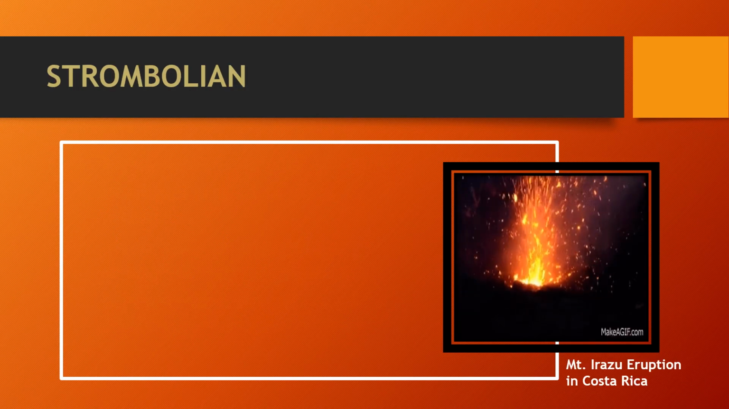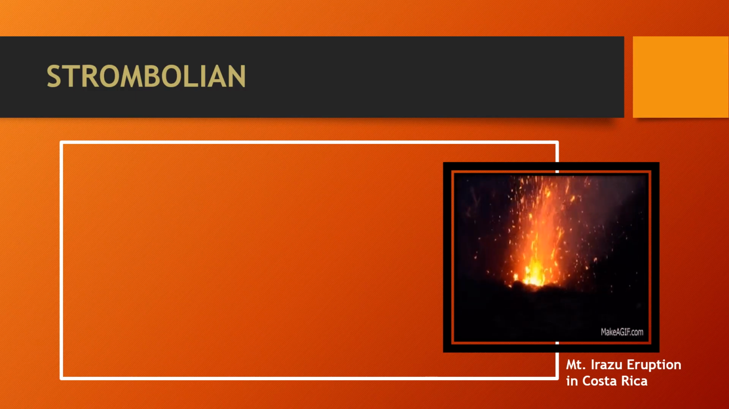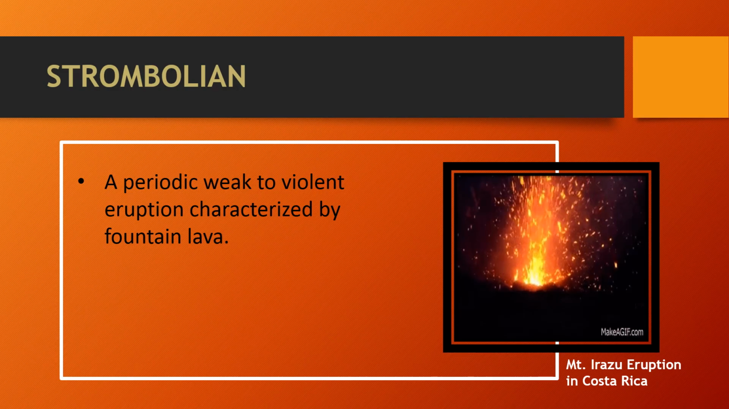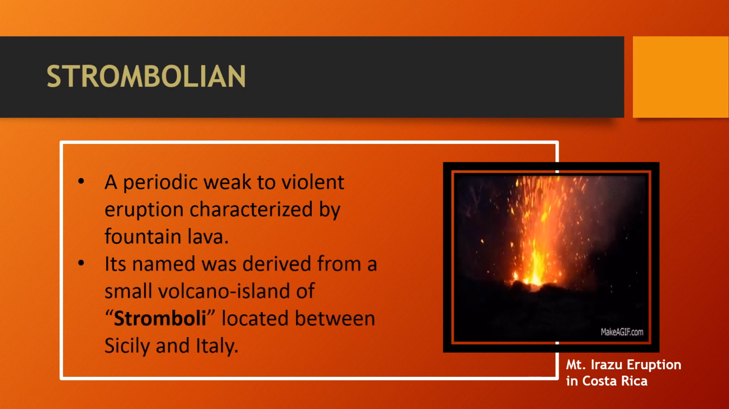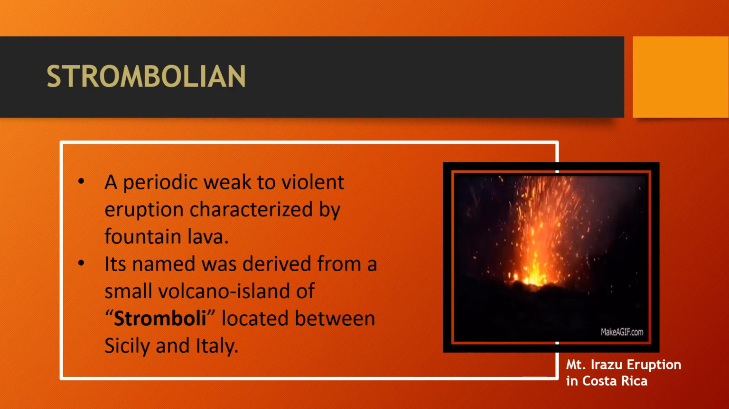Another type of eruption is what we call the strombolian. An example of that is the Mount Irazu eruption in Costa Rica. Strombolian is a periodic weak to violent eruption characterized by fountain lava, just like fountain fireworks. It is named after the small volcano island of Stromboli located between Sicily and Italy.